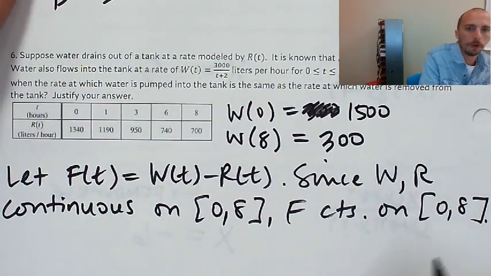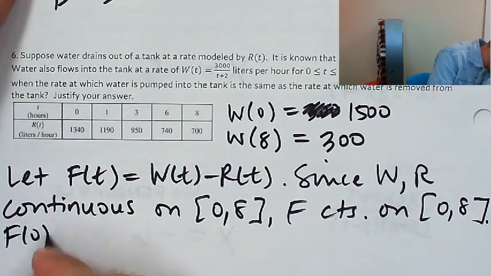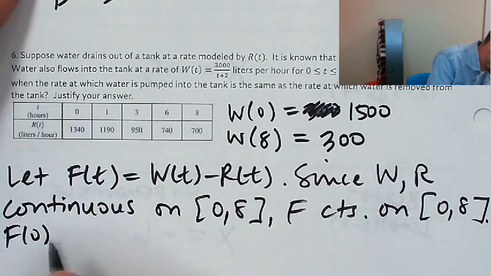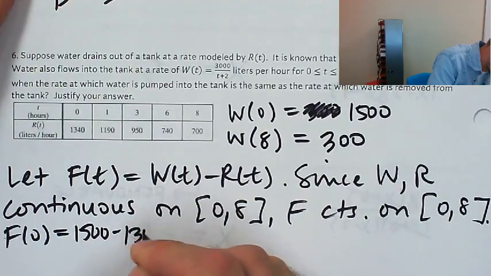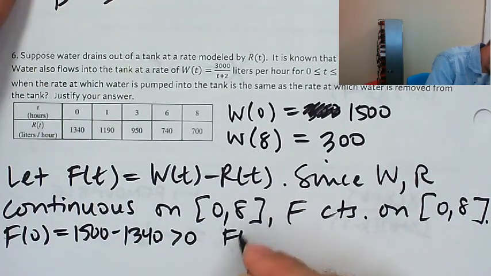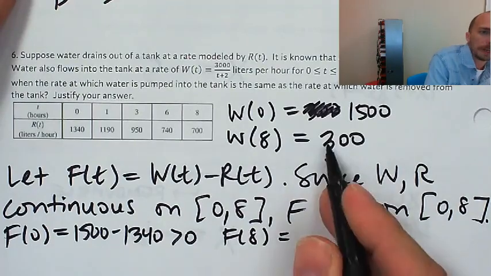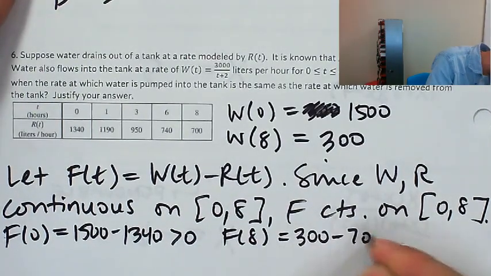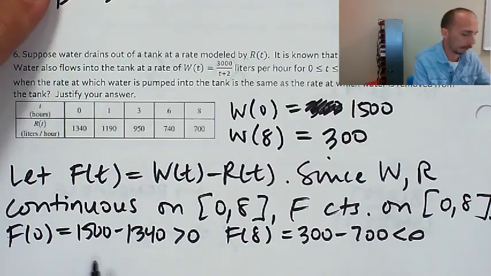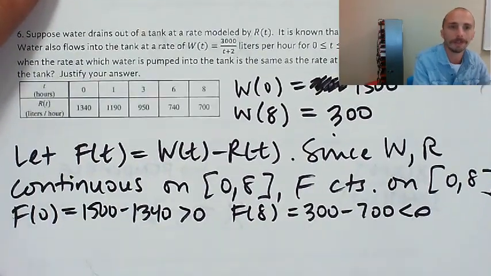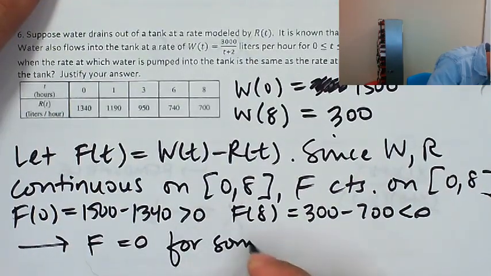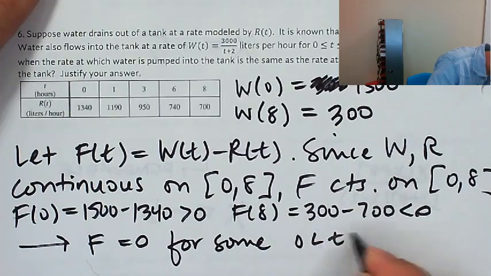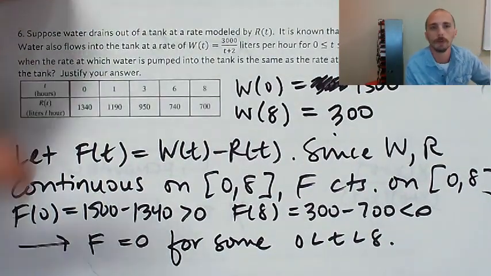As a result, f of 0 is equal to w at 0, 1500 minus 1340, which is a positive number. F of 8 is going to equal 300 minus 700, which is a negative number. So since f is continuous and it went from positive to negative, I know f equals 0 for some t between 0 and 8. And that's going to be the reason why. That'll be all.